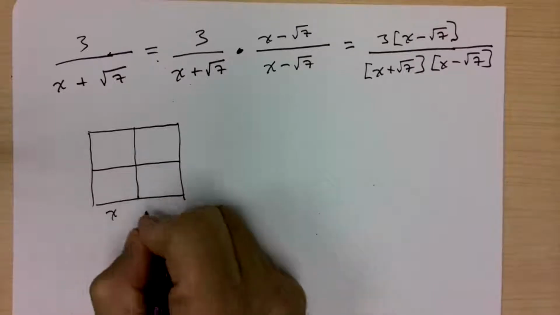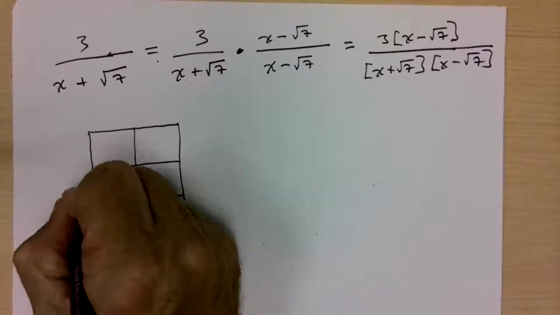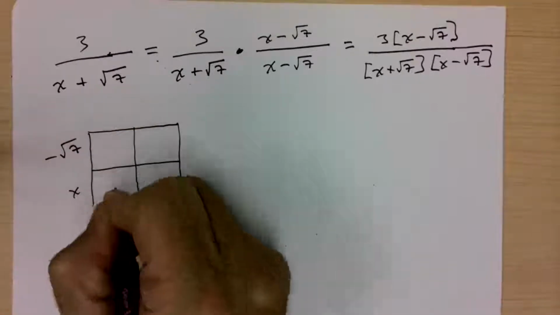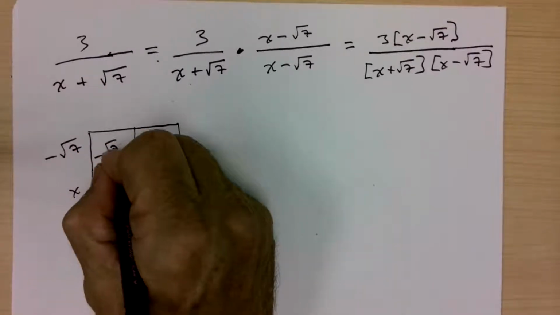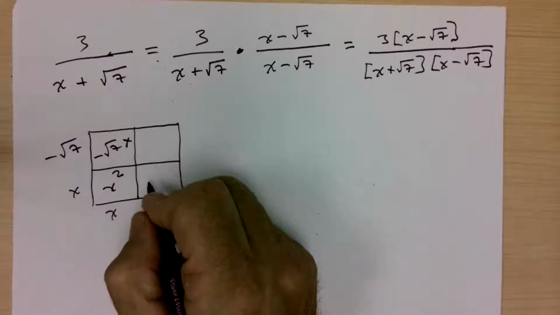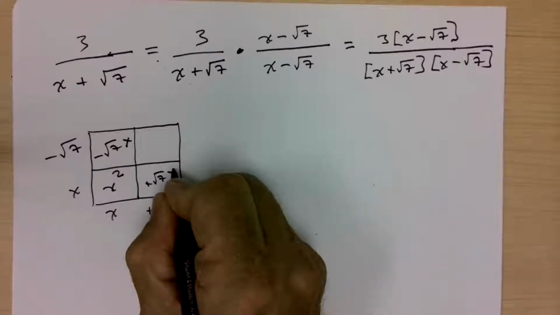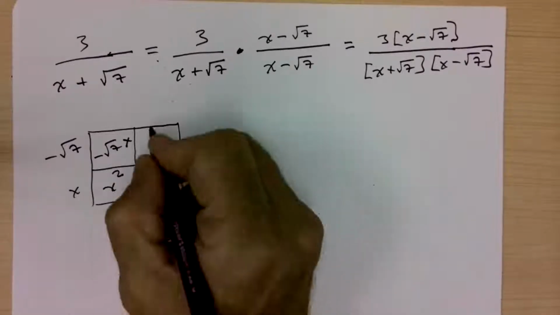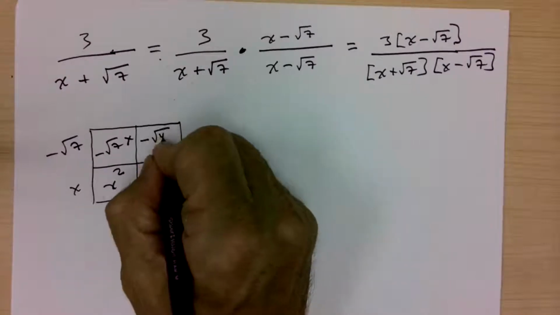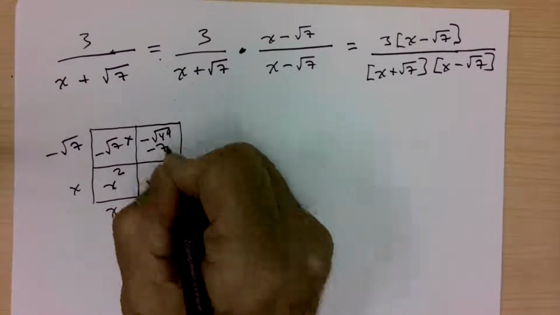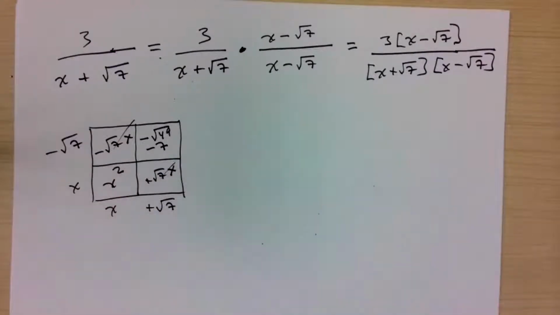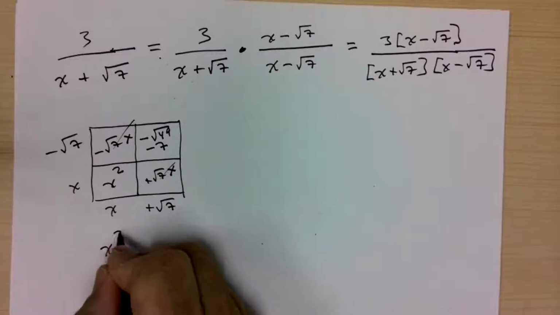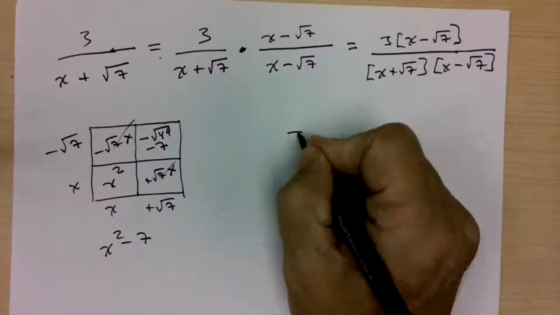We have x plus root 7. We have x minus root 7. x times x is x squared. Negative root 7 times x is negative root 7x. Positive root 7 times x is positive root 7x. Negative times positive, negative root 7 times root 7, root 49, is negative 7. So if we add all this up, you'll notice the negative root 7x and the positive root 7x go away. And all that's left is x squared minus 7. That's what's on the bottom.